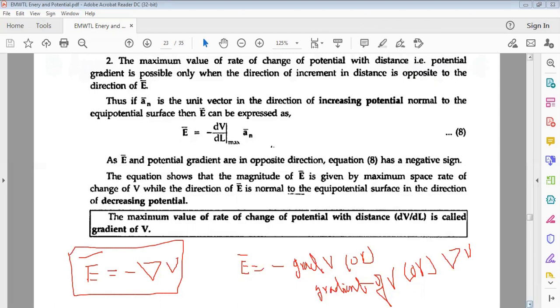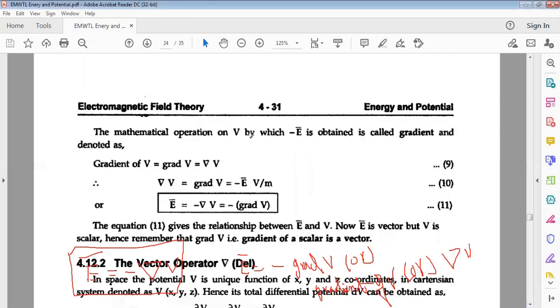Got it, my students? So the mathematical operation on V by which minus E bar is obtained is called the gradient, and denoted as gradient of V, grad V, or del V. So del V is equal to grad V, that is equal to minus E bar, or E bar is equal to minus del V or minus grad V. Got it, my students?